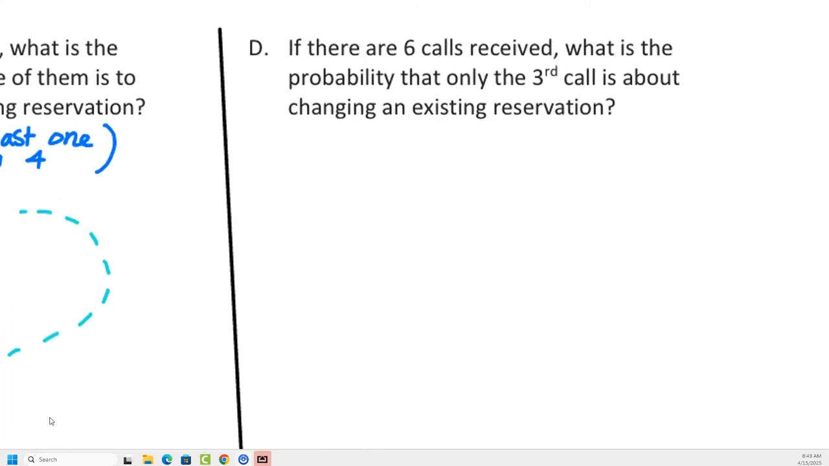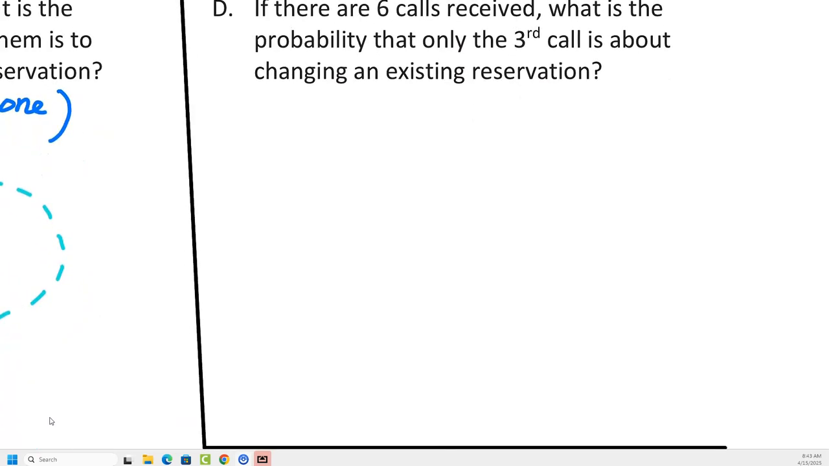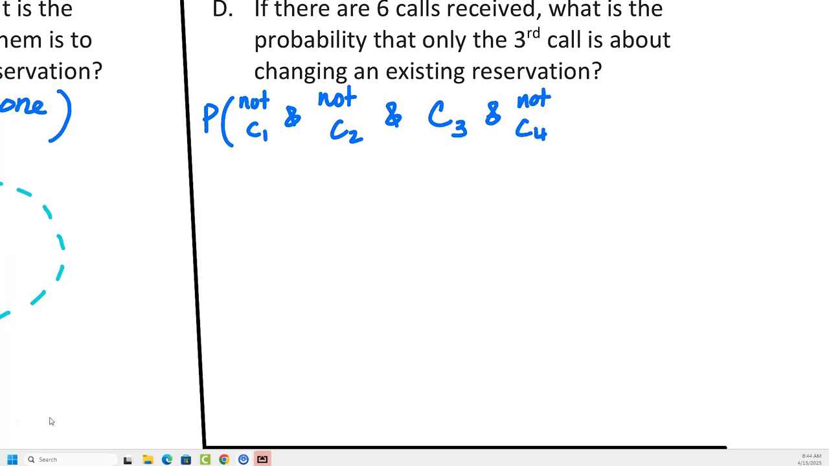Okay, so D, so 6 calls, and the 3rd call is the only one about changing. All the others were not changing. So we're looking for the probability, right, of not C1, right, and not C2, and, oh, C3 is a change, right, call 3. Okay, and then call 4, 5, and 6 are not changes.